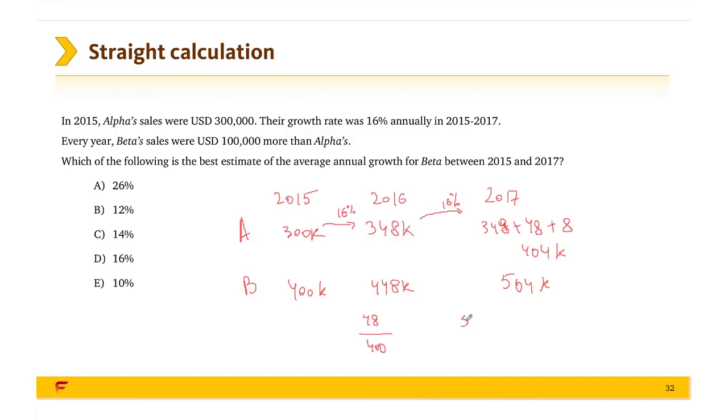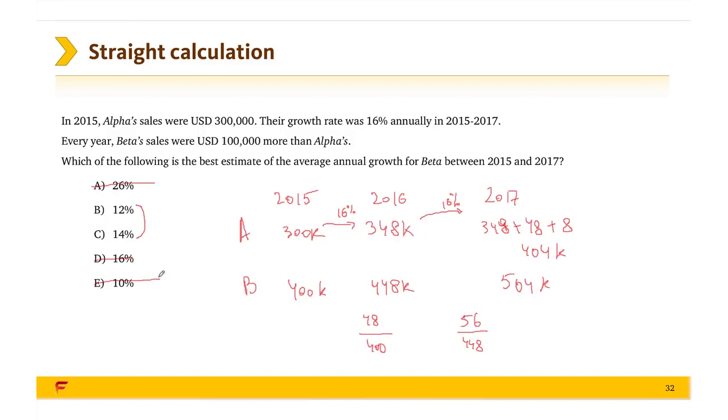And then 56 out of 448. 48 out of 400 is slightly more than 10%, but not much more than 10%. I guess that should be something like 12 or 14. So I'll get rid of A, I'll get rid of D and E.